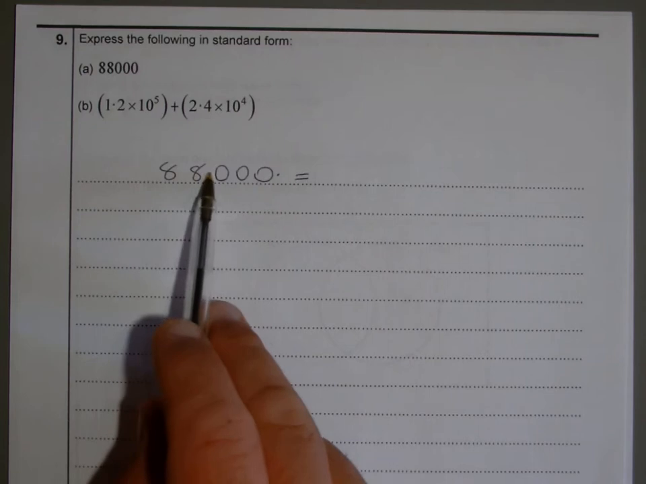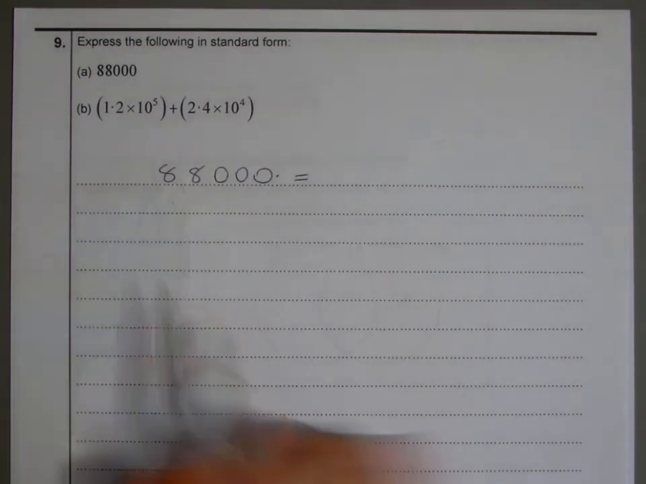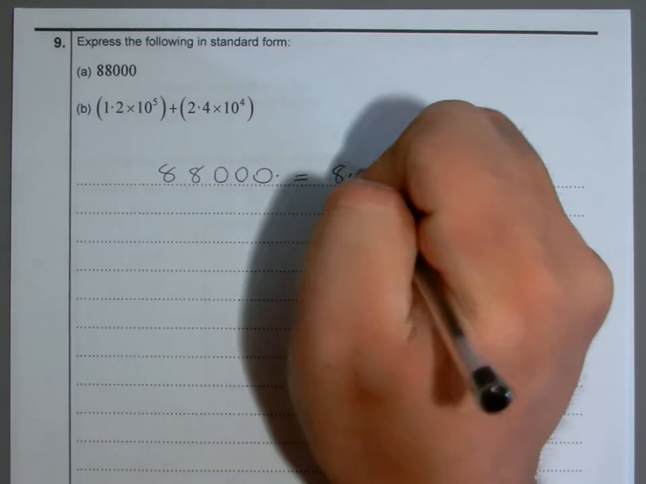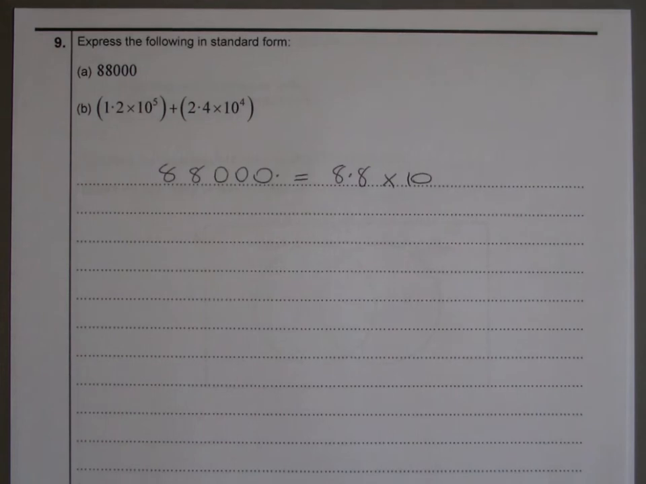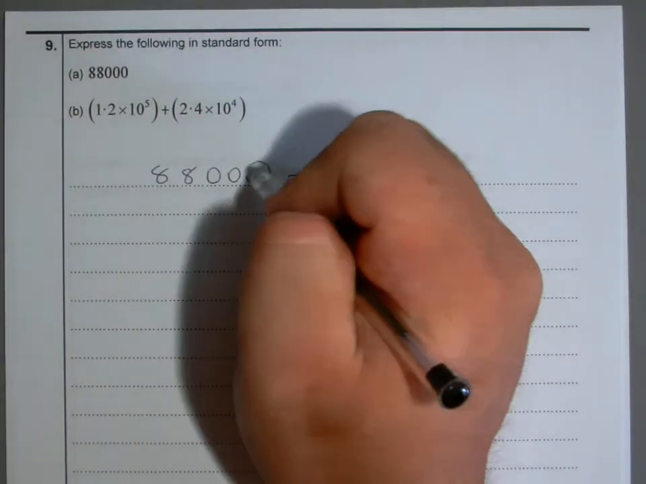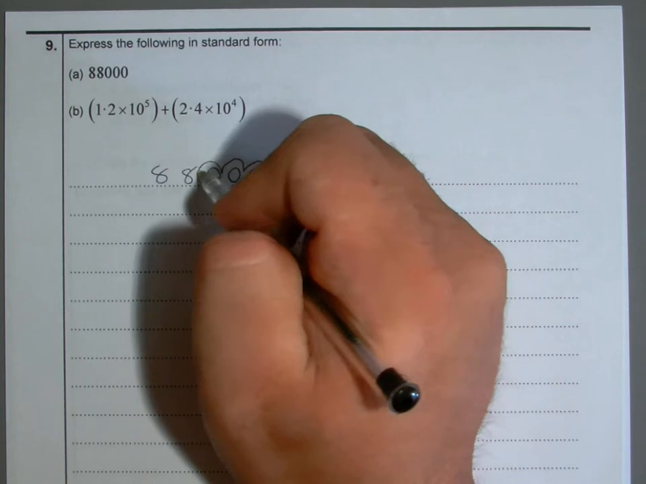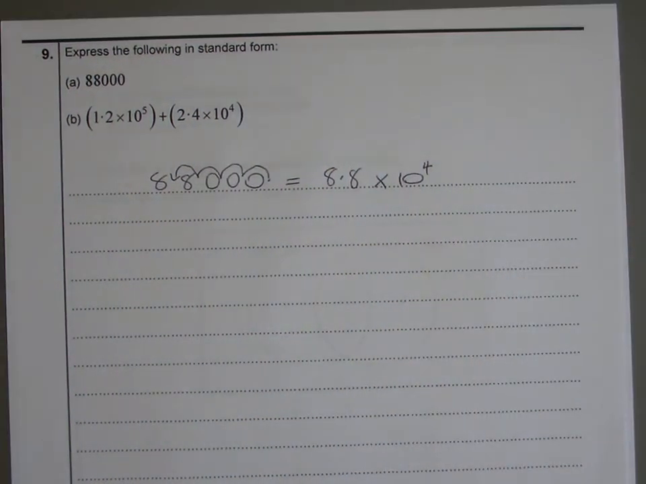Well, if I put it there, I'll have 88. That's not between 1 and 10, so I need to put it here, don't I? So I get 8.8. You then say multiply by a power of 10. So you multiply by 10, and you just check how many places this decimal point has moved to get to 8.8. So 1, 2, 3, 4 places. So it'll be 8.8 times 10 to the power 4.